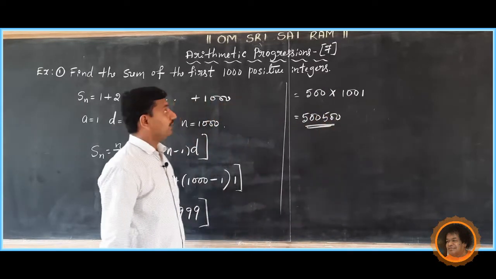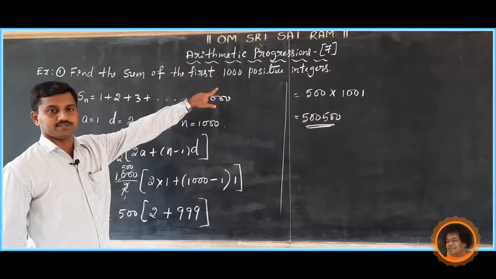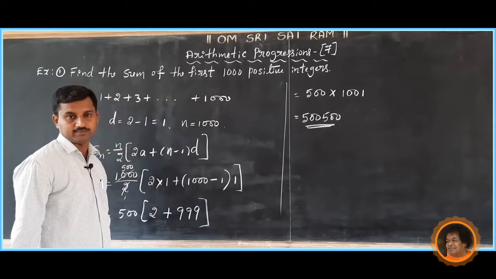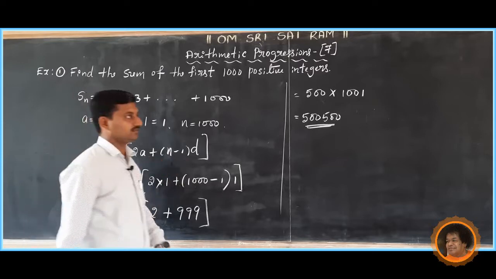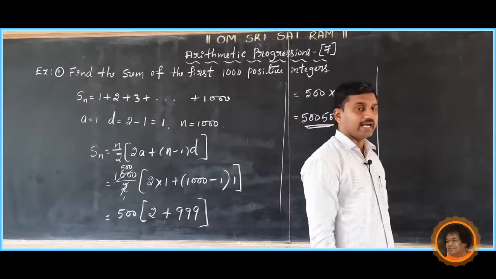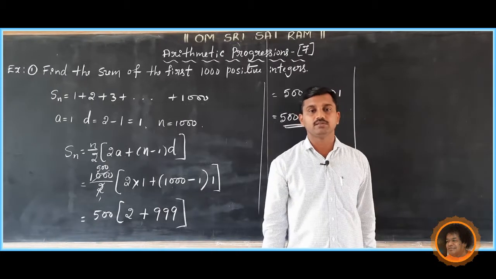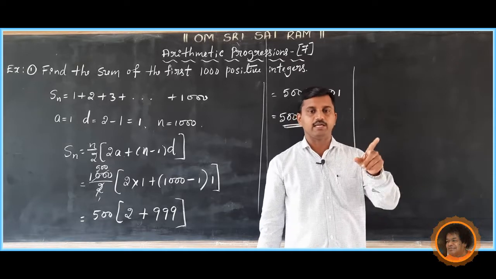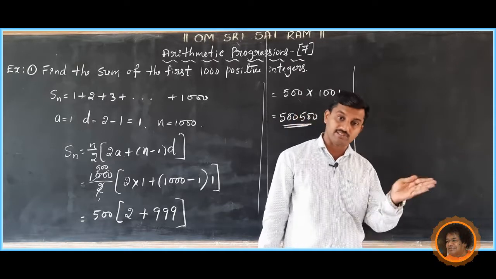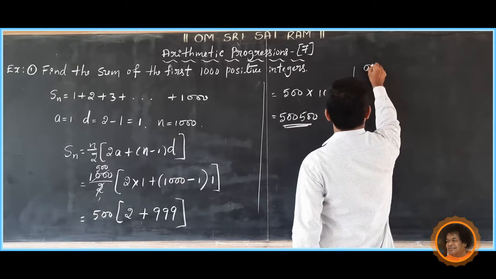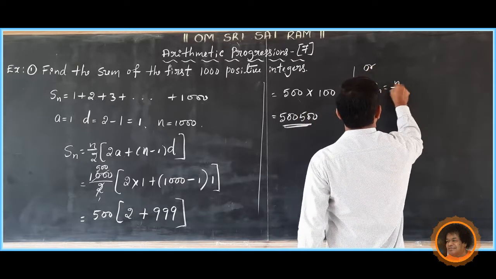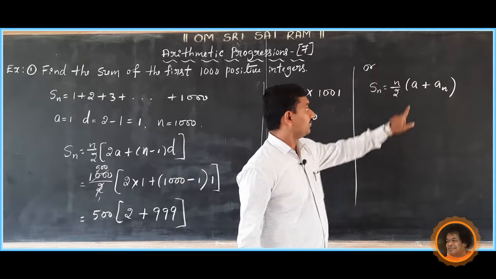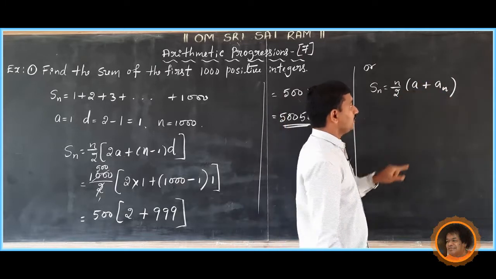So this is the sum of the first 1000 positive integers by using the formula Sn equal to n by 2 into 2a plus n minus 1 into d. This can be solved by one more method. You know that if the first term and the last term are given, how to find the sum? By using the formula Sn equal to n by 2 into a plus an, where a is the first term and an is the last term.